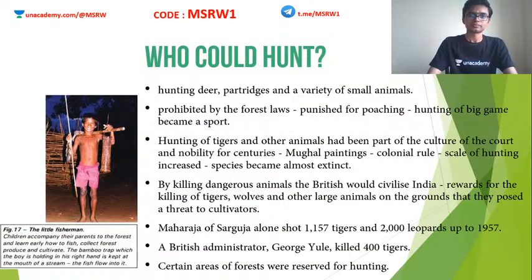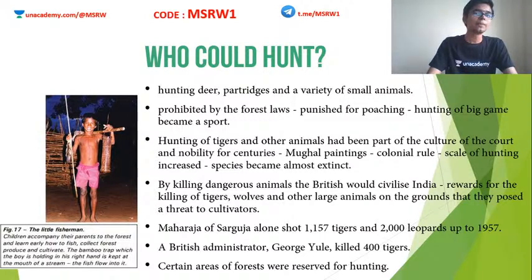Okay, now who were given the permission to hunt? I told you Europeans are in India. They imposed lots and lots of forest laws, which has affected the life of the natives of India. So let's see what other changes happened other than felling trees or collecting forest materials. What else changed? Earlier, before the arrival of the British, Indians used to go hunting: hunting deer, partridges, small other animals, etc.